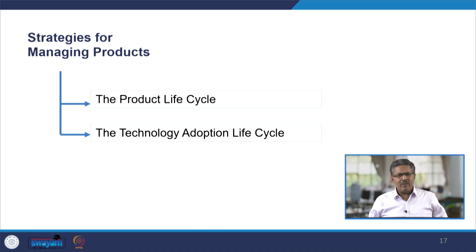The first thing that we talk about is the product life cycle, and the second one is the technology adoption life cycle. Although PLC and the technology adoption life cycle are used both in consumer and B2B products, here the orientation would be slightly different. The way you have to look at it will be slightly different from what you were thinking in the consumer case. So let us start with the first one.